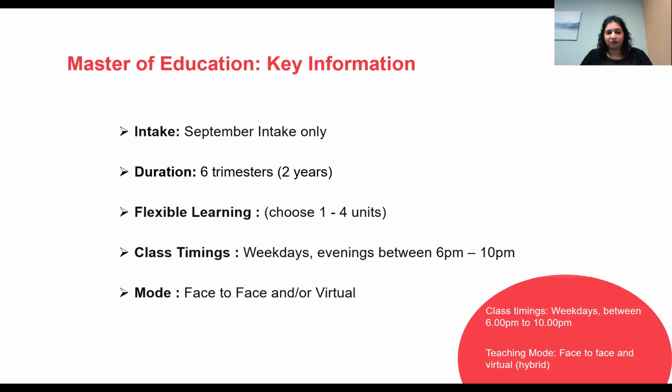What's the duration of the program? Okay, now all our programs are actually flexible, which means that you can choose to do as many units as you like, from 1 unit to 4 units in each trimester. However, with the Master of Education, what we have seen is it's usually a 6 trimester or a 2-year program. Now, for whoever doesn't understand trimester, it's 4 months. So we have 3 trimesters in a year. It's different from the semester, which is 6 months. Trimester is only 4 months.